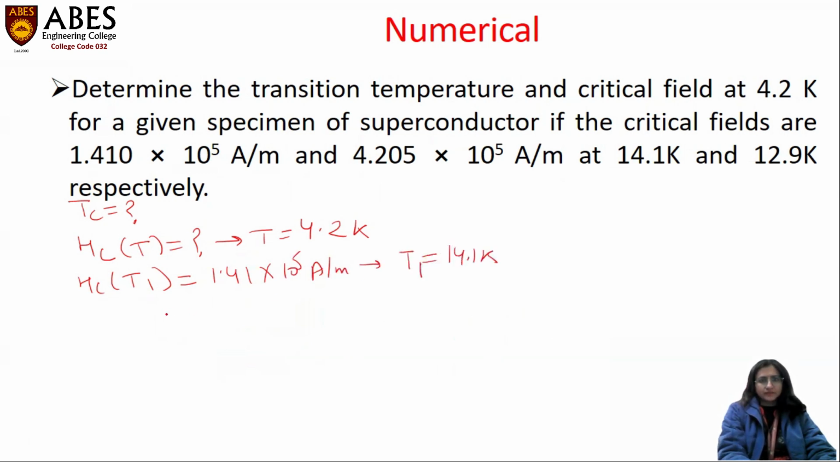14.1 Kelvin. Again, HC(T2) is given as 4.205 into 10 to the power 5 ampere per meter, when T2 is 12.9 Kelvin. Temperature is reduced, so your magnetic field will be increased. So we can develop two equations for the same from this standard equation.